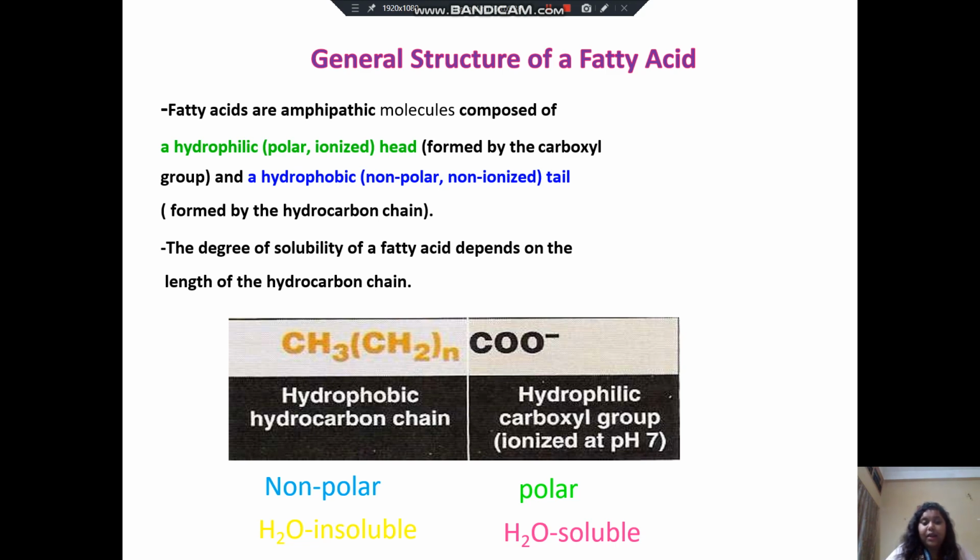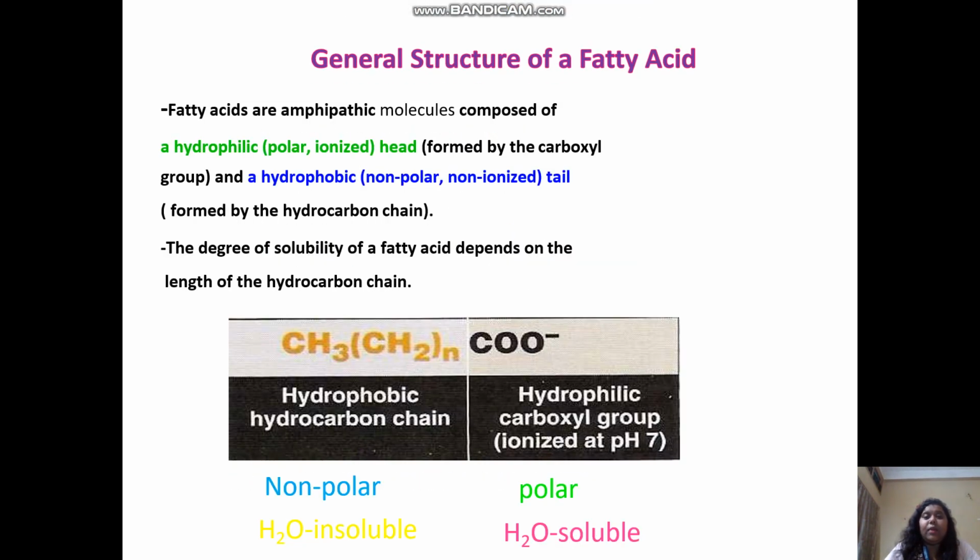The hydrophobic hydrocarbon chain is the nonpolar part, which is insoluble in water, and the COO minus, the hydrophilic part, is the polar part, which is soluble in water.